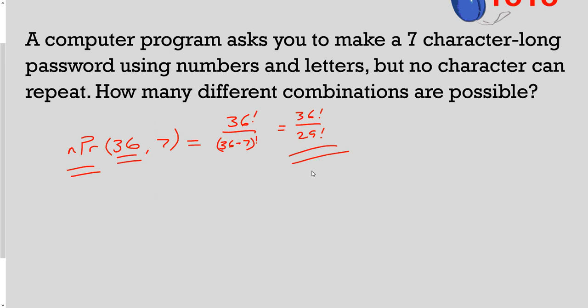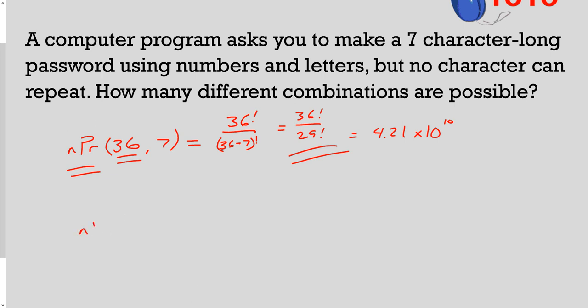I'm punching mine in right now. I'm getting 4.21 times 10 to the 10th power. There are an incredible number of passwords.